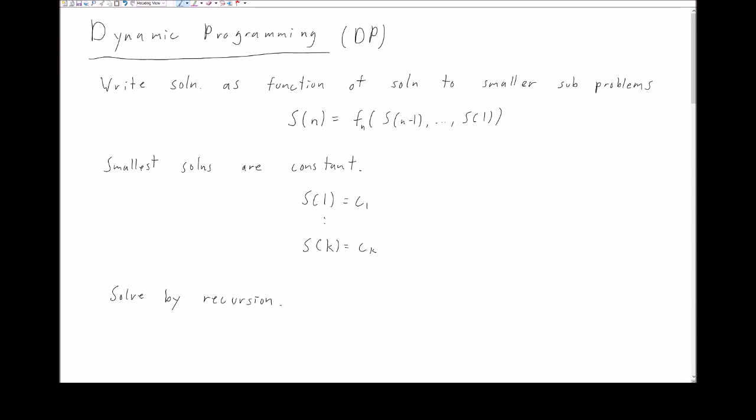In the next sequence of lectures, we're going to talk about dynamic programming. Dynamic programming is a general technique that we can use to solve a large class of integer programs. Dynamic programming has a few particular ingredients.